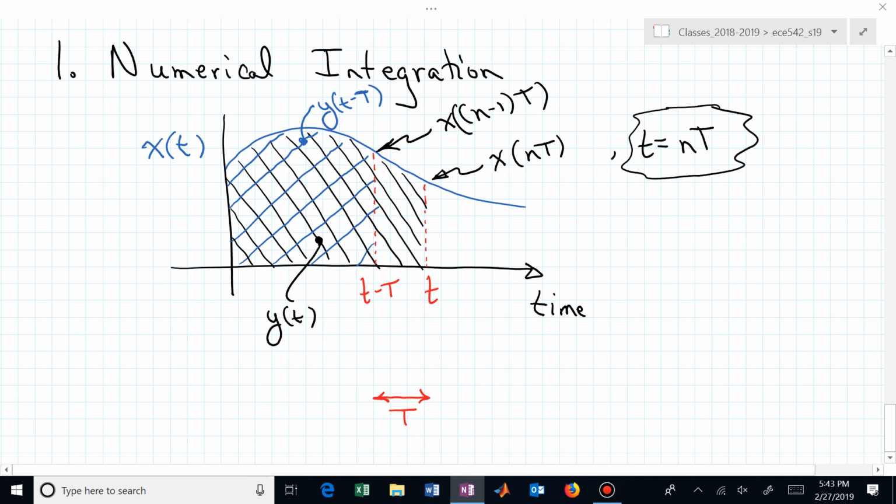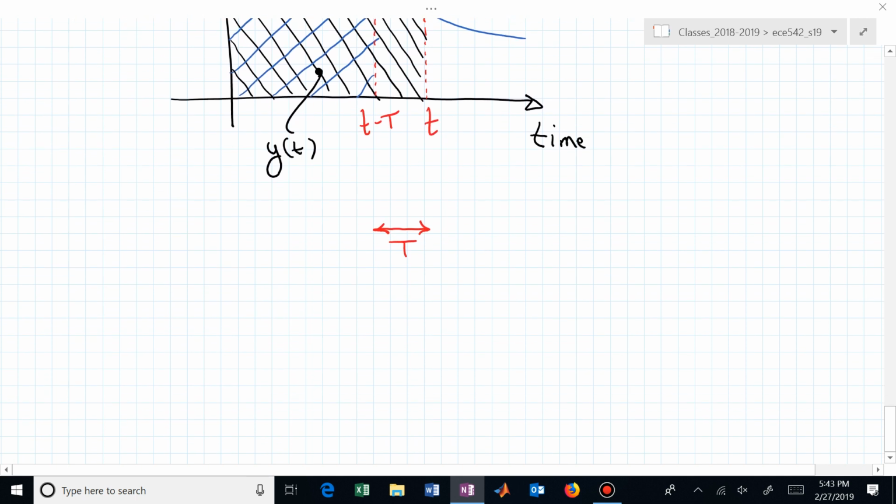Let's establish some notation. Y of t is the integral, let's say from 0 to t, of x of tau d tau.